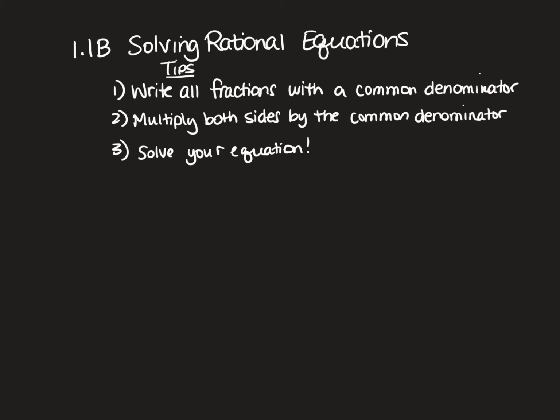All right, so let's go ahead and try a pretty basic one to begin with. So example 1, we've got x over 8 plus 1/2 equals x over 4. So based on our tips on the previous slide, we could either try to write everything with a common denominator and then multiply both sides by that common denominator, and that will get rid of all of our fractions.